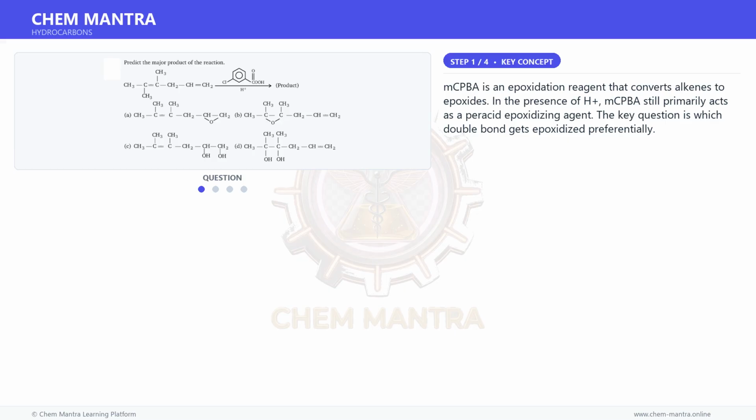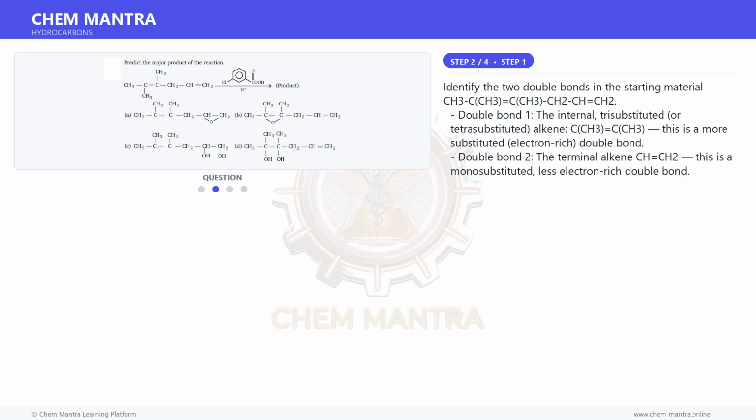MCPBA is an epoxidation reagent that converts alkenes to epoxides. In the presence of H+, MCPBA still primarily acts as a peracid epoxidizing agent. The key question is which double bond gets epoxidized preferentially. Moving on to the next step.